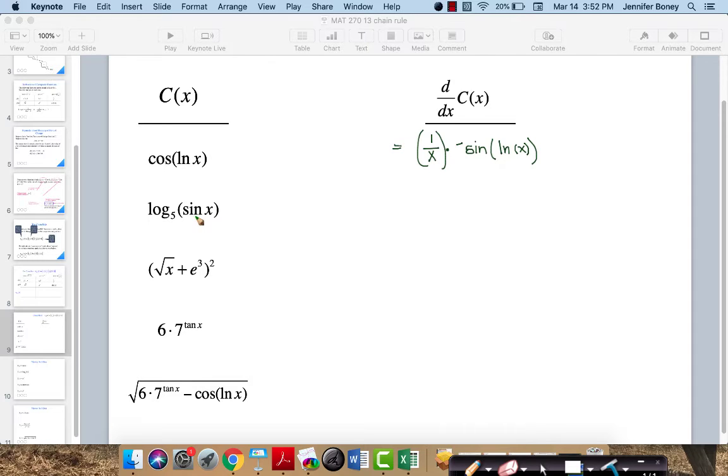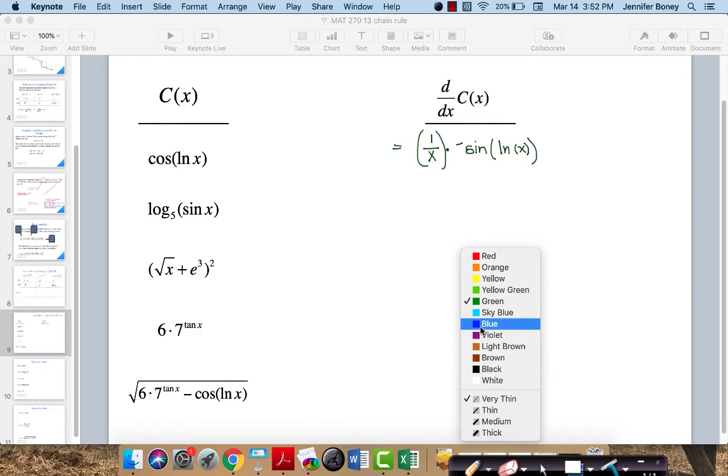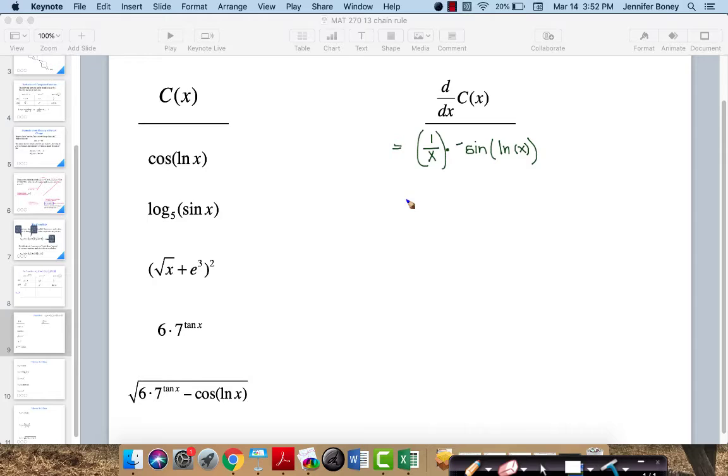Sine of x is the inner function to a logarithm this time. So the first one was inner is a logarithm, outer is a trig function. This is the reverse. So just thinking about this in the same order, I'll swap colors so it doesn't get confusing. Inner function sine of x, derivative is cosine of x. And I want to multiply cosine of x, this extra chain rule factor, onto the derivative of log base 5 of sine of x.